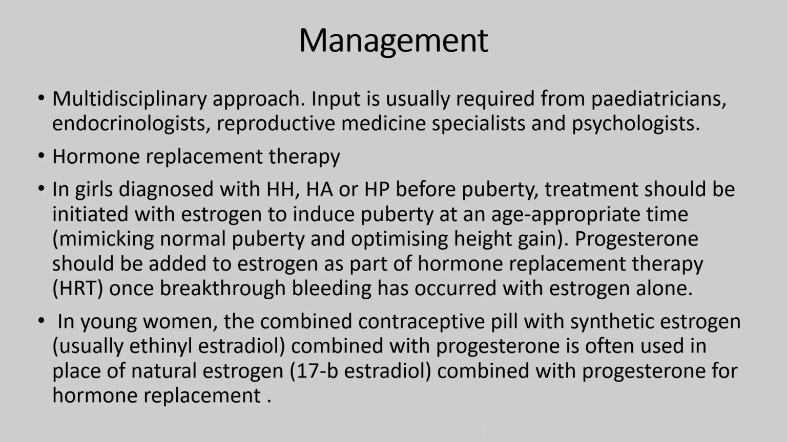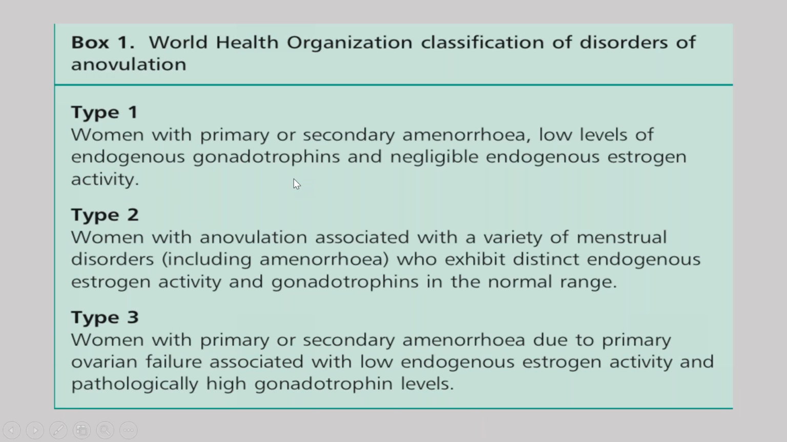Type 1 has low gonadotropins and low estrogens. Type 2 is a variety of menstrual disorders who exhibit normal endogenous estrogen and gonadotropin range, while in type 3 we have low endogenous estrogen but high gonadotropins. So you see the difference in the level of gonadotropins: in type 1 low, in type 2 almost normal, in type 3 high. Now you have understood the mechanism behind each one. Predominantly we'll focus our discussion from now onwards on type 1 anovulation.